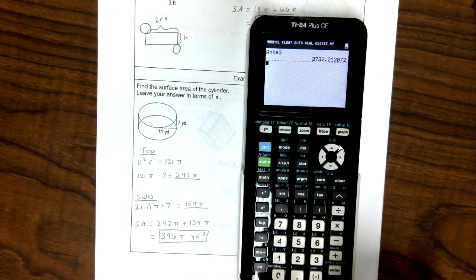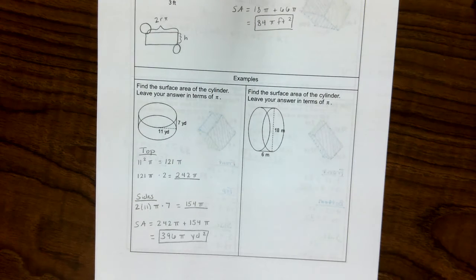So it's about 3,732 square feet all around that cylinder. So again, I just want you to get here and stop. Okay, I don't want you to do all the converting to real units or anything like that.